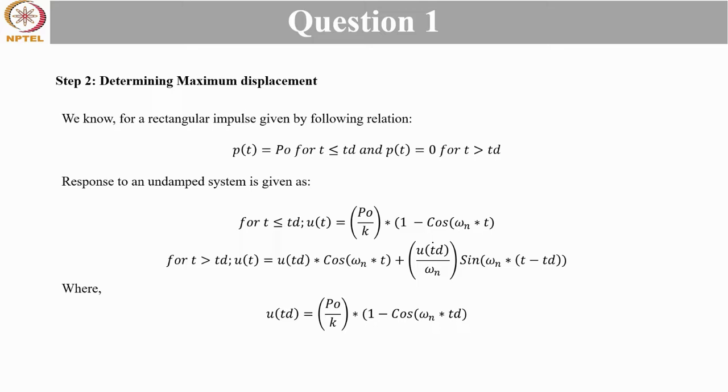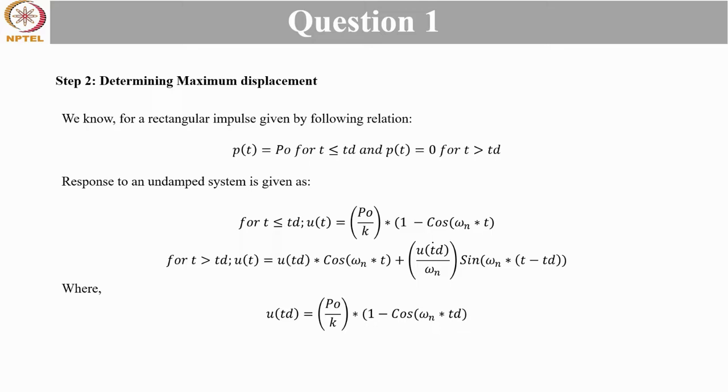system experiencing a rectangular impulse for a short duration, the response is given as, for time less than or equal to td, u of t is given by P naught by k times (1 minus cos omega n t). And when the time is above td, the response is given as u of td into cos omega n t plus velocity at time td upon omega n times sine omega n (t minus td). So these are the relationships that we derived in the session that was covered in week 4 of this module.